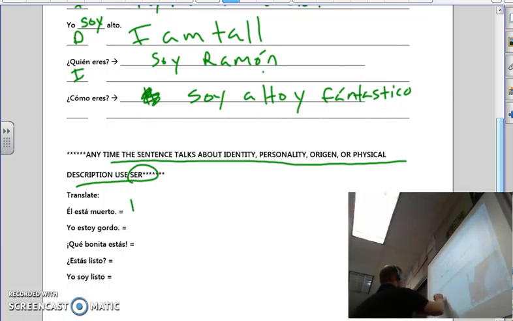These are funny. He is dead. That's the word for dead. Normally, if somebody's dead, that would be a permanent thing. You think there should be ser, but it's not. For some reason, Spanish speakers use estar for dead.